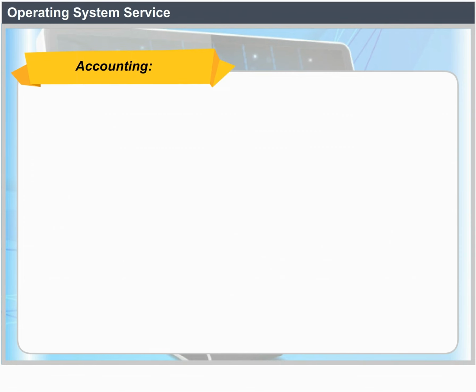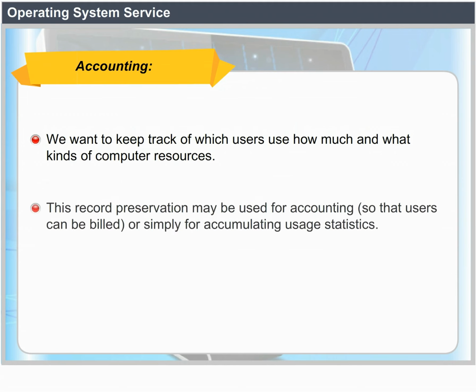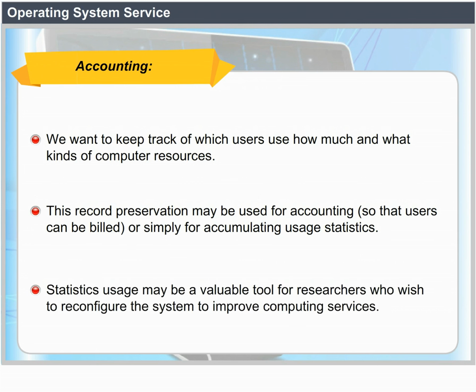Accounting. We want to keep track of which users use how much and what kinds of computer resources. This record keeping may be used for accounting so that users can be billed, or simply for accumulating usage statistics. Usage statistics may be a valuable tool for researchers who wish to reconfigure the system to improve computing services.